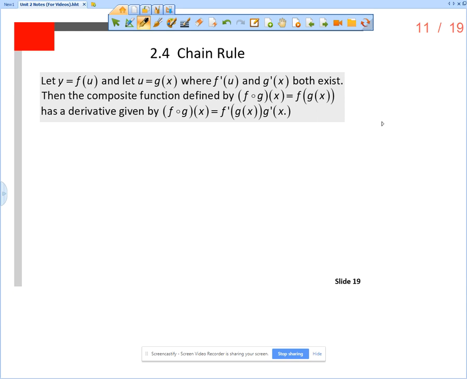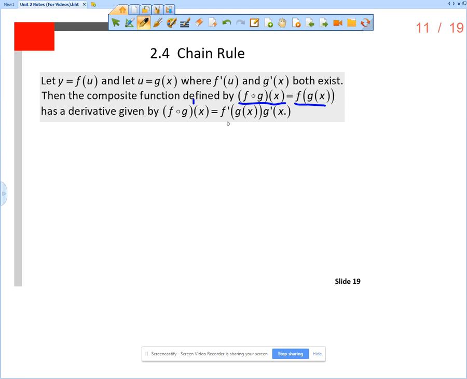So it says, let y equal f of u and let u equal g of x, where f prime of u and g prime of x both exist. Then the composite function defined by f of g of x has a derivative given by f of g of x prime equals f prime of g of x times g prime of x. I apologize, there's a typo here. It should say the derivative of f of g of x equals f prime of g of x times g prime of x.